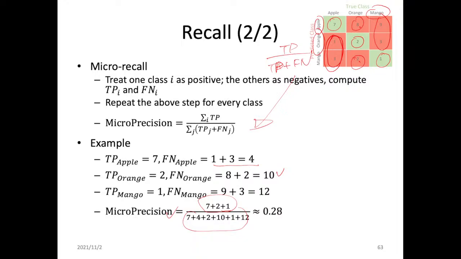Likewise, if you compare macro recall and micro recall, which one should you use? Again, it depends on what you want. If you believe that each class should be roughly equally important, you should use macro recall. If you believe that the importance of a class should be proportional to the number of instances in that class, then you should probably use micro recall.